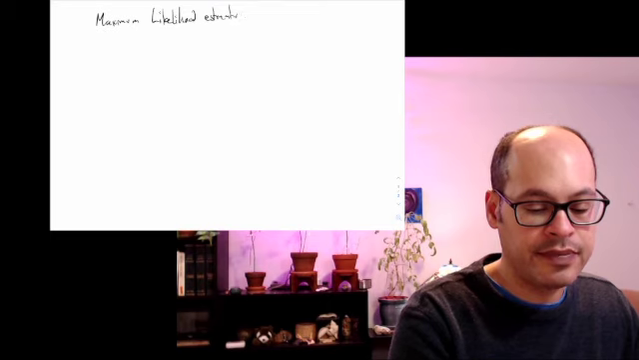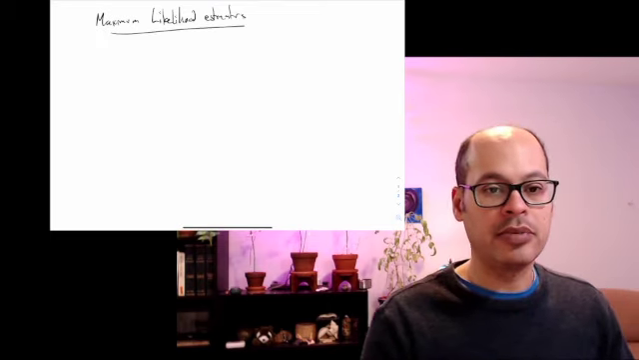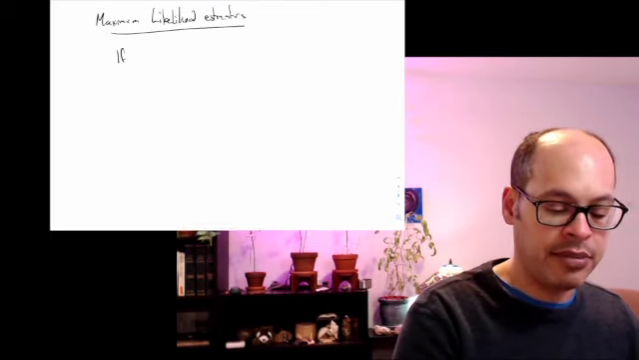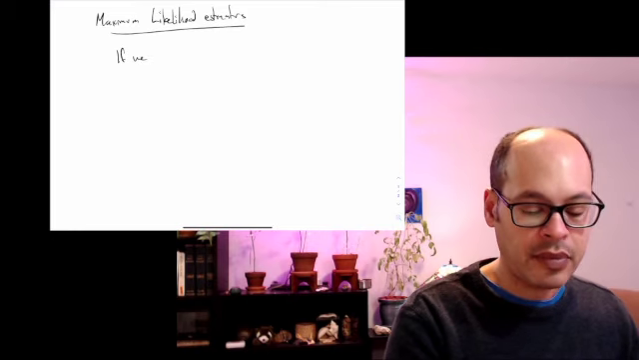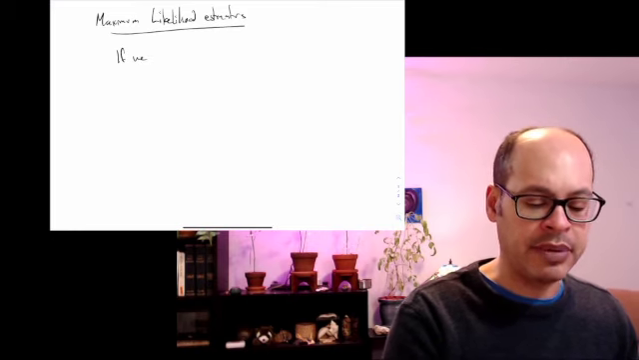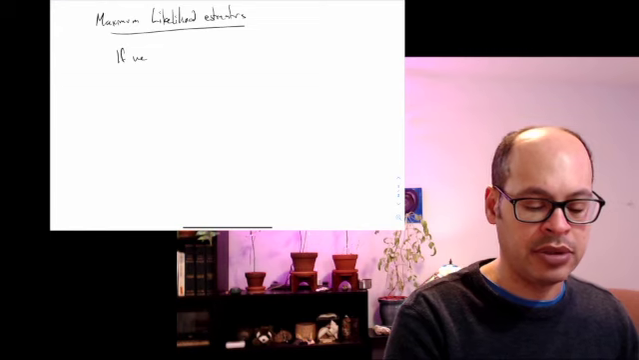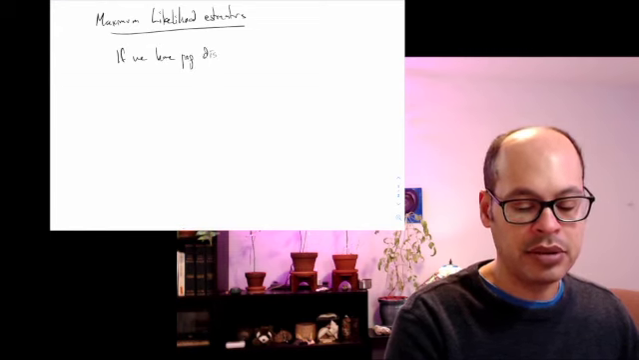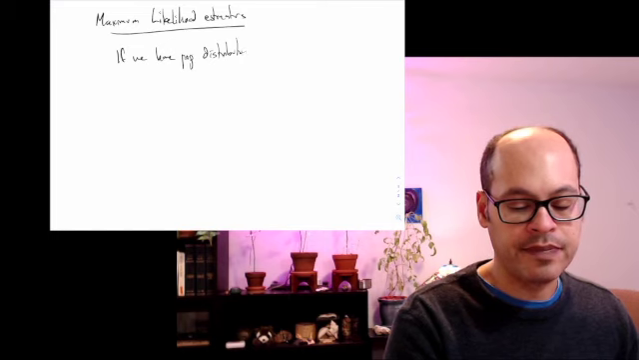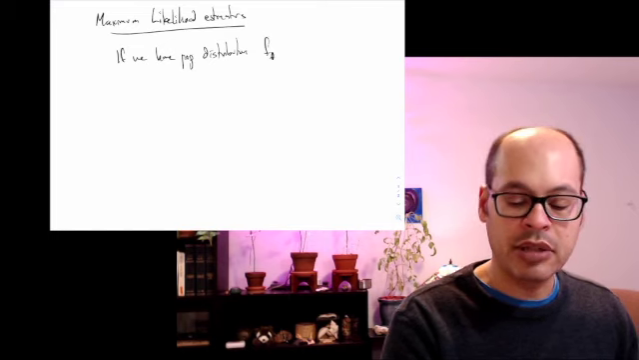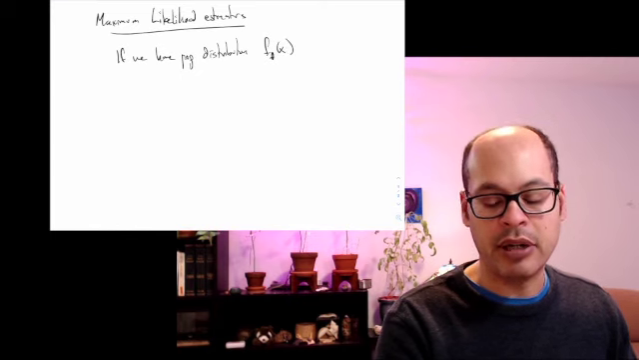Maximum likelihood estimators. Okay, so the idea here is pretty natural. Imagine we have some population with some unknown distribution. So a population described by some distribution. Well, we know something about it. We know its general form, but there's some unknown parameter, let's say theta.